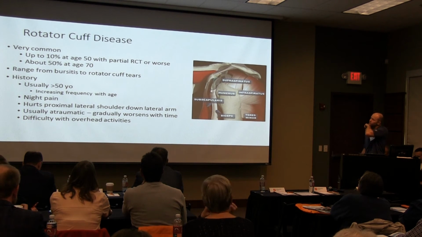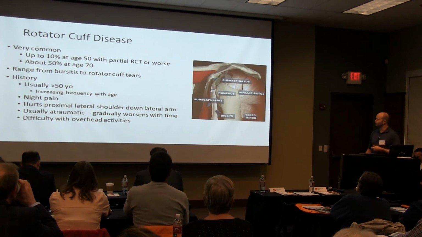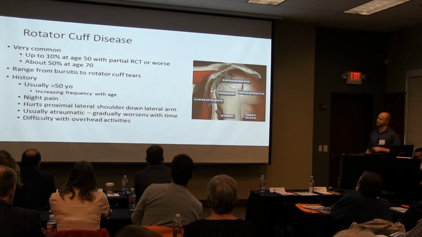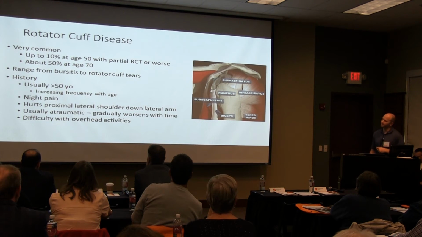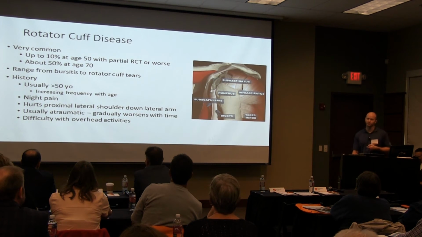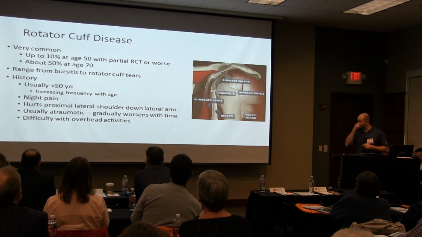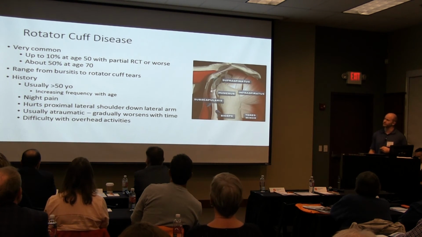So once you've delineated that it is a shoulder problem, far and away the most common cause of shoulder pain in most of the patients you're going to see is rotator cuff disease. At rough numbers, at 50 years of age, at least about 10% of people are going to have at least a partial thickness cuff tear. At age 70, about 50% of people will have at least a partial thickness cuff tear.